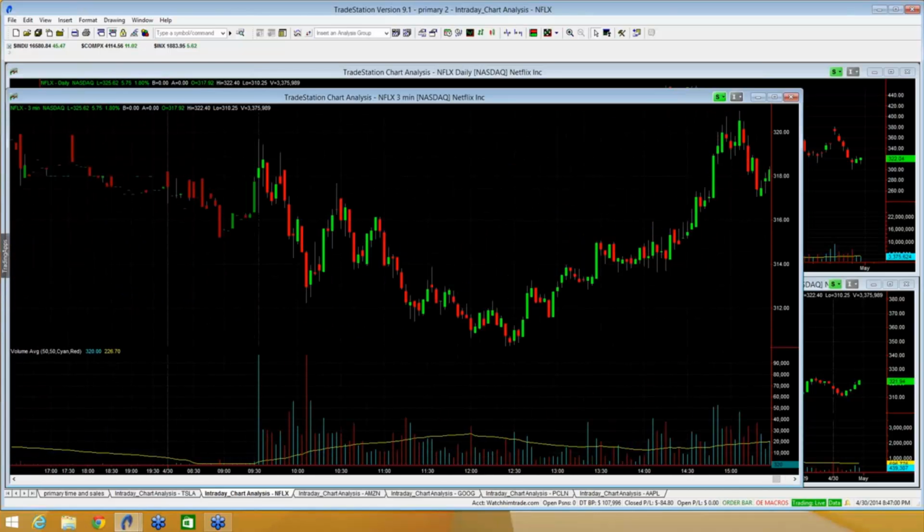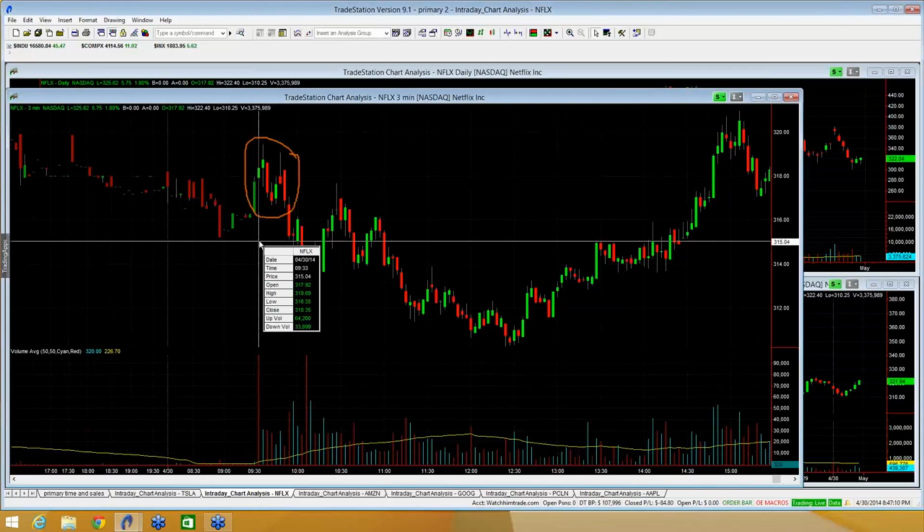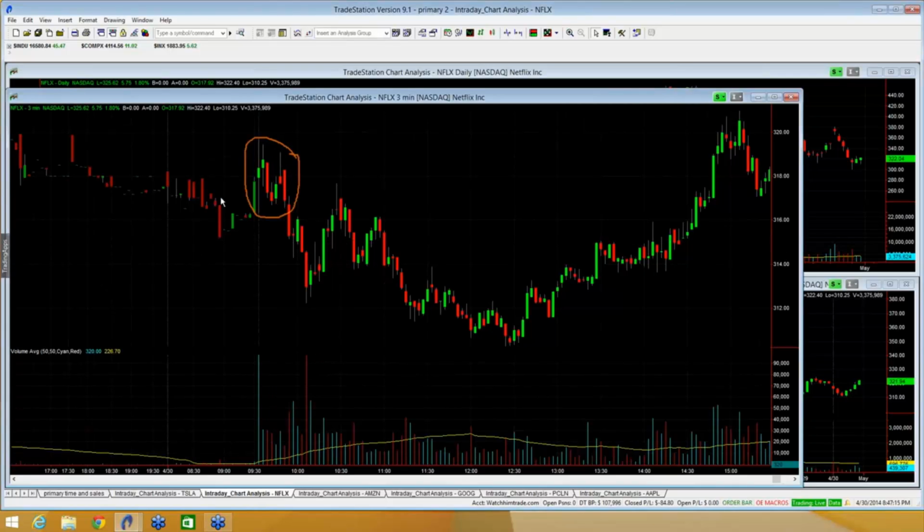Now you compare that to today. How is it different? Well, here's our open, right? Here's our opening price action. Not a lot of range from Netflix. You opened near 320, you went down to 316, you're just trading in between that range pretty much the first 15, 20 minutes of the day.